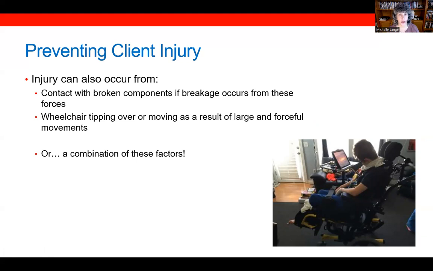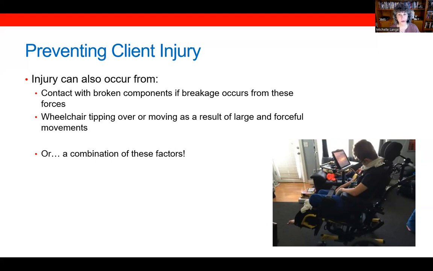Injury can also occur if a client has broken something within their wheelchair seating system or their actual wheelchair frame, and if that person becomes able to contact that. So, for example, this young man had actually broken the lateral support off of their back, and because of their forceful movements continued to contact the back and contacted the residual hardware that had mounted that now broken lateral trunk support, causing injury to the client.